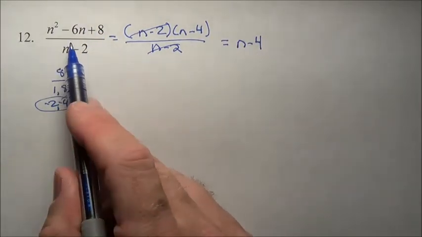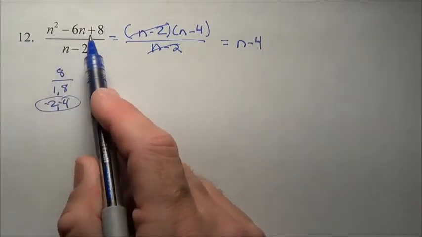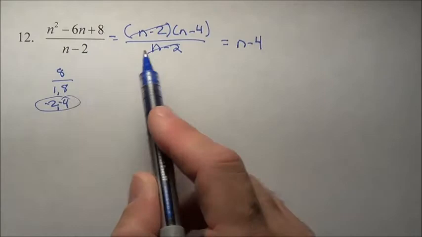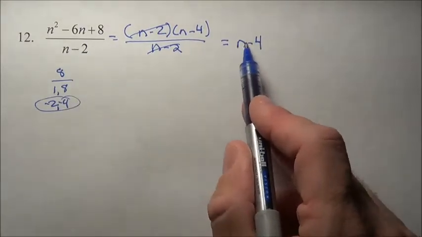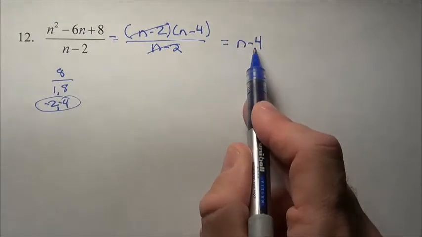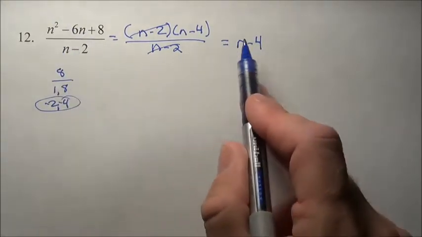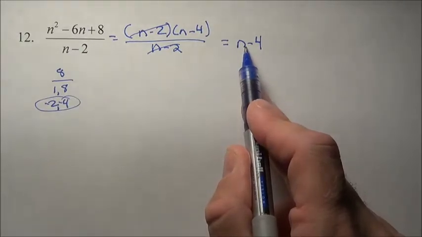And if I had to plug 10 in, would you rather plug 10 in here and go 10 squared minus 6 times 10 plus 8, all divided by 10 minus 2? Or just plug in 10 and go, oh, 10 minus 4, 6. I guarantee if you plug 10 into this equation, you're going to get 10 minus 4, 6. You have to, because this little bit is exactly the same as n minus 4.